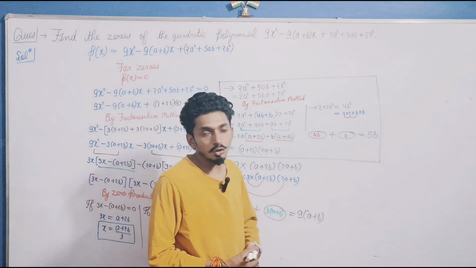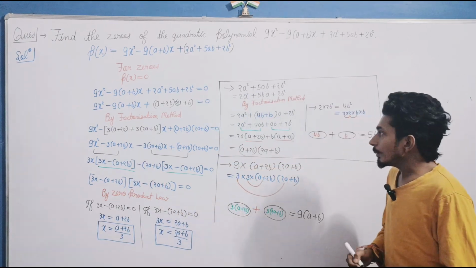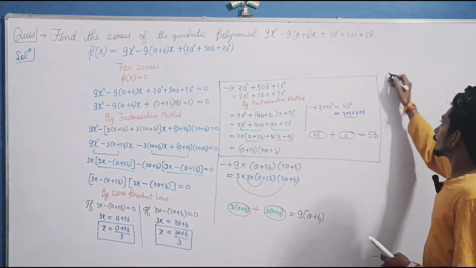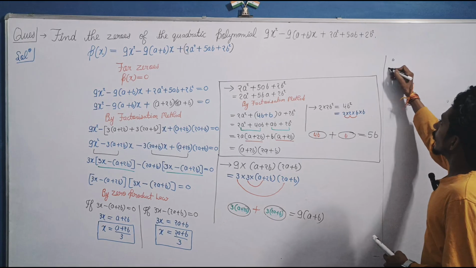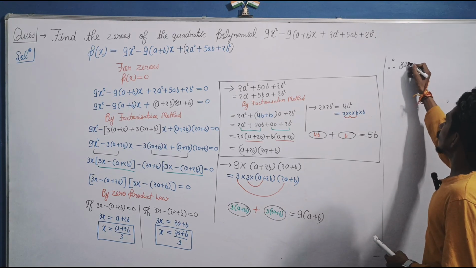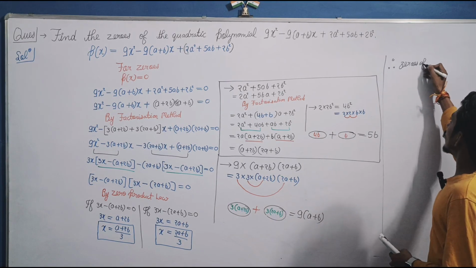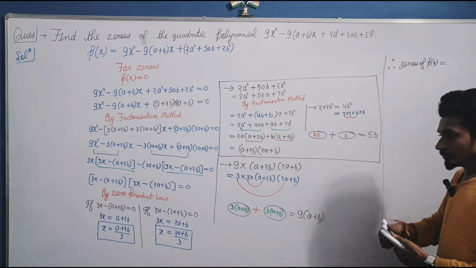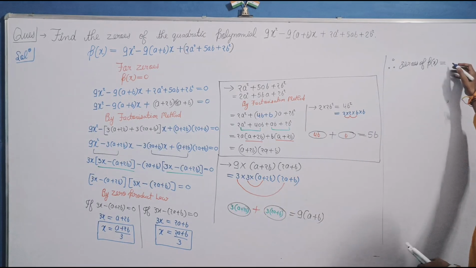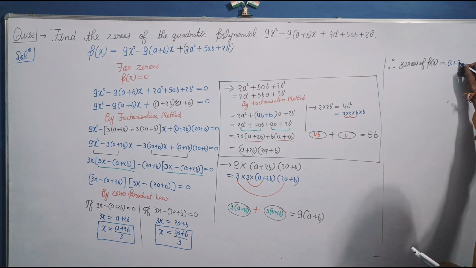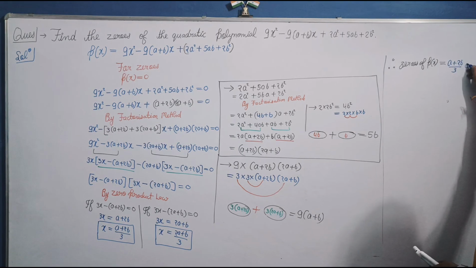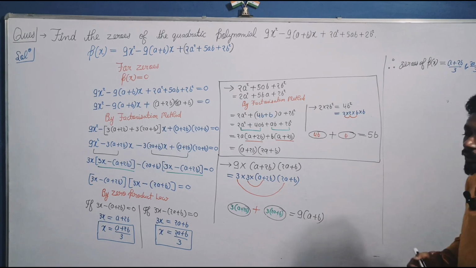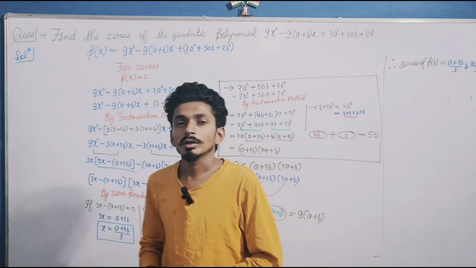Yes or no? So our zeros of p(x) are (a plus 2b) upon 3 and (2a plus b) upon 3. Yes or no? That's it.